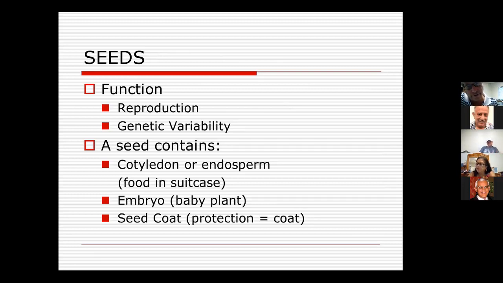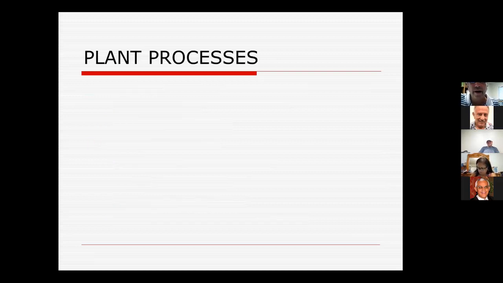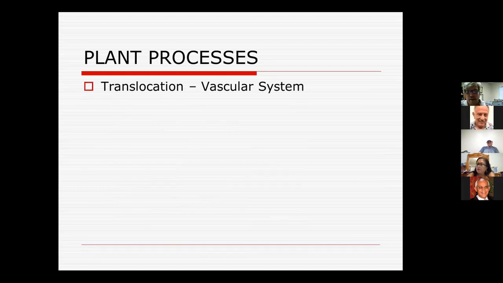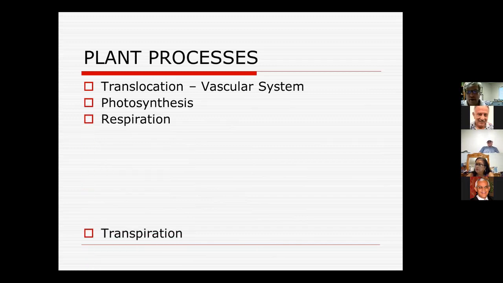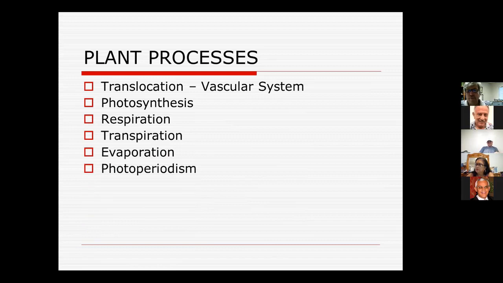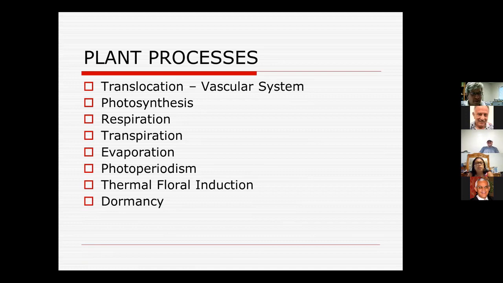We have about an hour to cover this. And so the plant processes we're going to talk about today, this is probably a good half a semester's worth that we're going to cover in the next hour or so. So we're going to talk about translocation, which is the vascular system. We've talked a little bit about it. We're going to talk about photosynthesis and respiration and transpiration and evaporation and photoperiodism and thermal floral induction and dormancy. So we're going to cover all this in the next 45, 50 minutes.